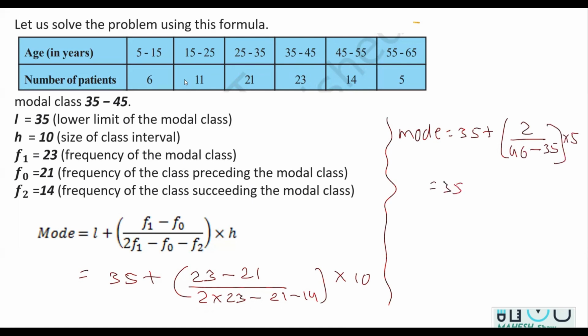Now we have 35 plus 2 over the difference, which is 11. The class size is 10, not 5. So 10 into 2 is 20, divided by 11. So this is 35 plus 1.8, which is equal to 36.8. This is how we calculate the mode of this data.